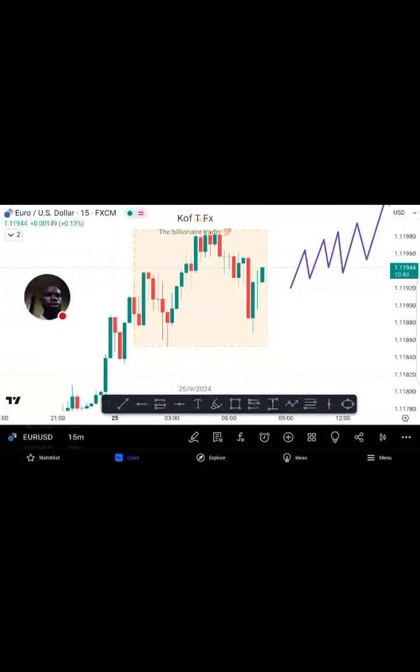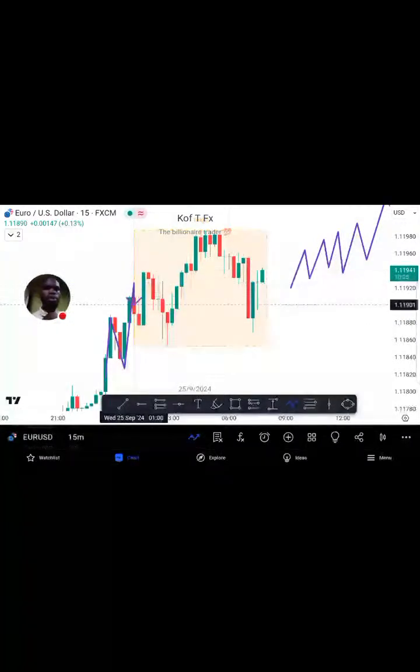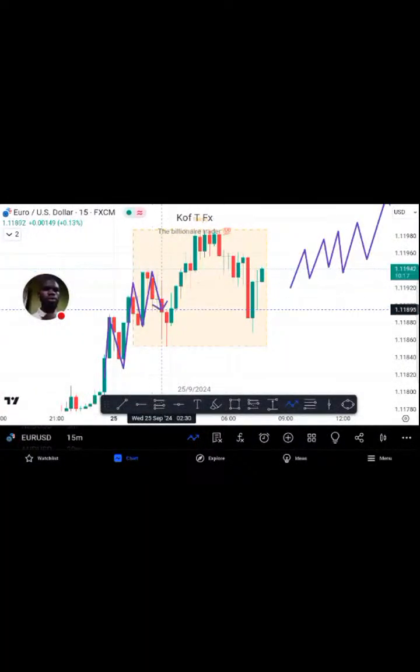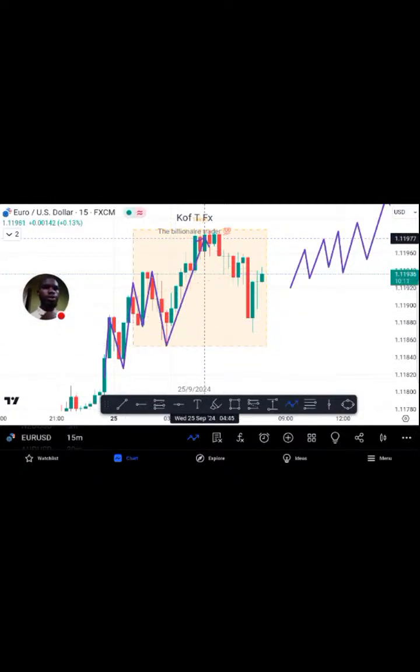Now look at this chart. We have this break of structure, pull back, another break of structure, liquidity gap, break of structure, then pull back into our POI for a buy.